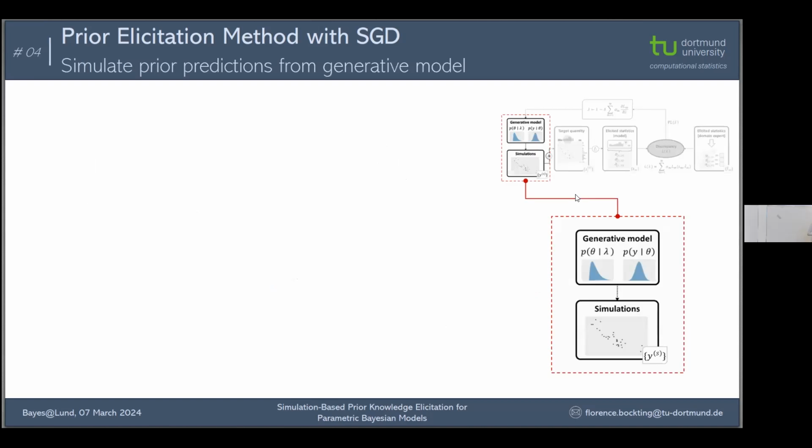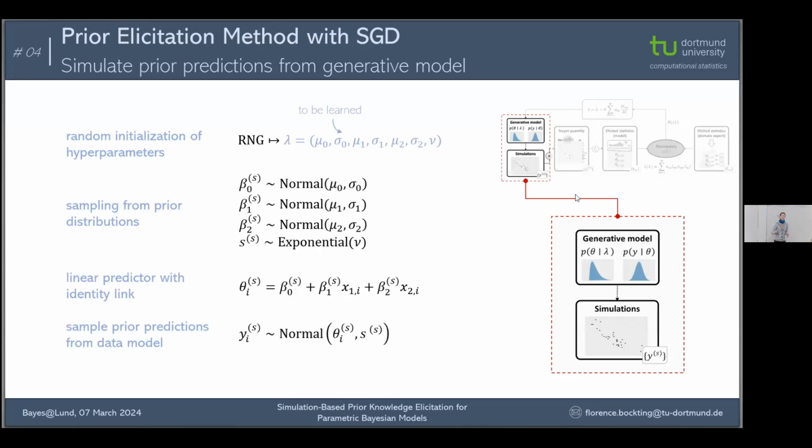All right, then let's go through it step by step. We start with our generative model. We assume a very simple example. Namely, we have only one categorical predictor with 3 levels, say group A, B, and C. As such, we now have 4 parameters in our model, 3 regression coefficients, and then the standard deviation of our normal likelihood. And we assume normal priors for our regression coefficients and an exponential for sigma.